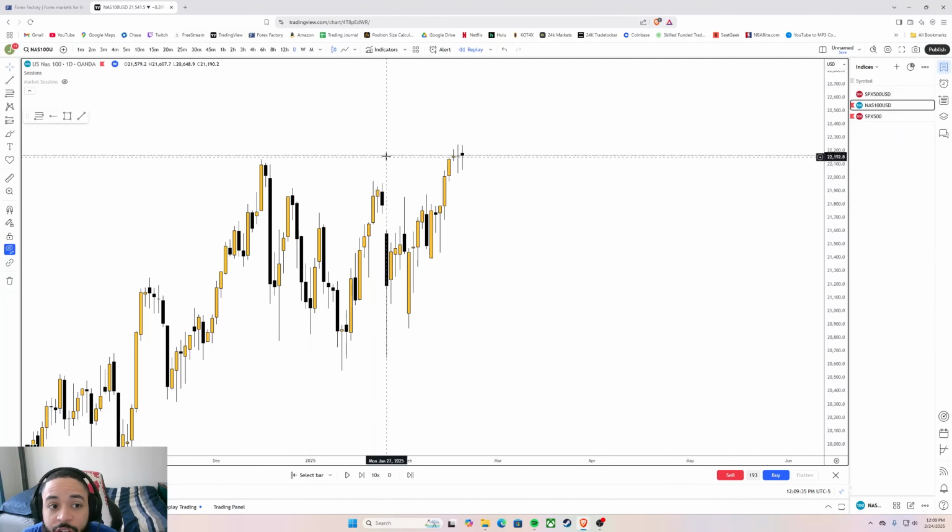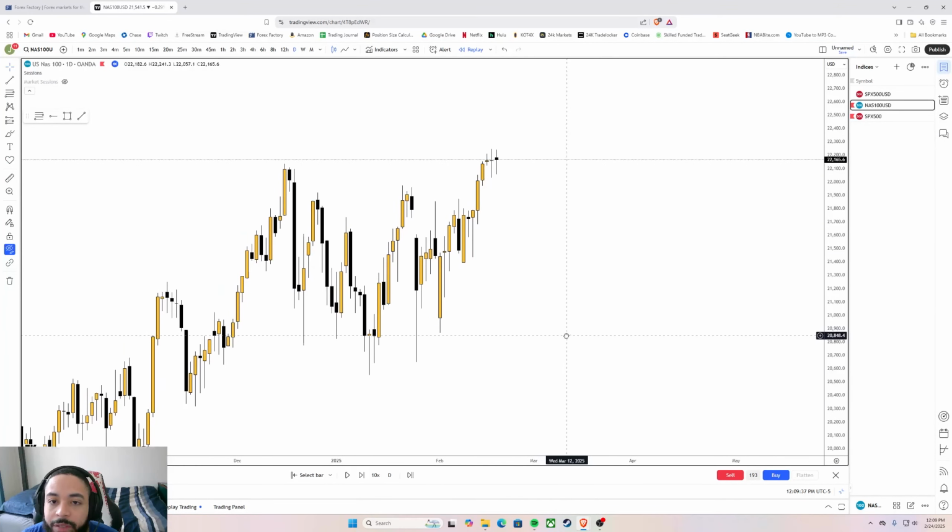So jumping in, here we are on the NAS, and normally if you guys have been following my channel, I usually have the S&P and the NAS side by side. That's how I normally trade. I have both pairs right next to each other. In this case, I'm only focused on the NAS because that is the pair that I took the trade on. But pretty much know that both of these pairs have been moving in tandem almost identically. So what I'm explaining to you and showing you on the NAS is pretty much what's literally been happening on the S&P.